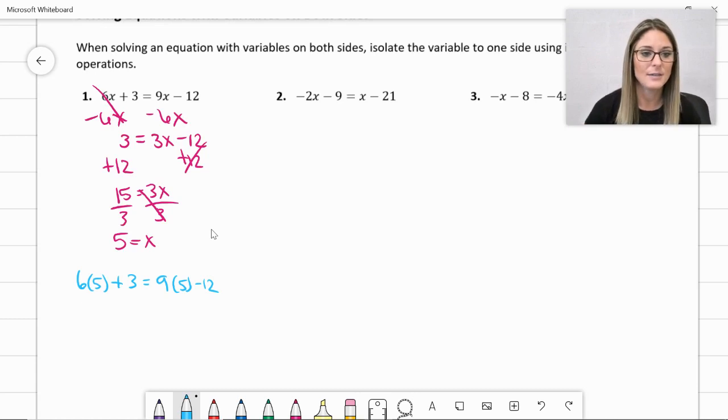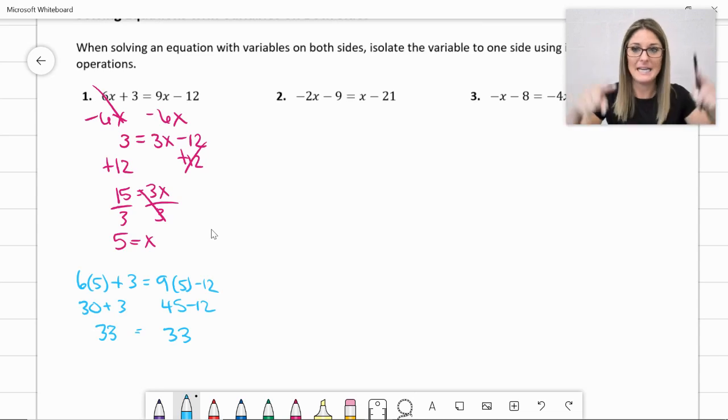So let's see, 6 times 5 is 30. Plus 3 would give me 33 on the left side. So the right side should equal 33. Let's see, 9 times 5, 45, minus 12 is 33. So it did equal the same thing on both sides. So those expressions are equivalent to each other when x is 5. Does that make sense? Let's look at the second one.